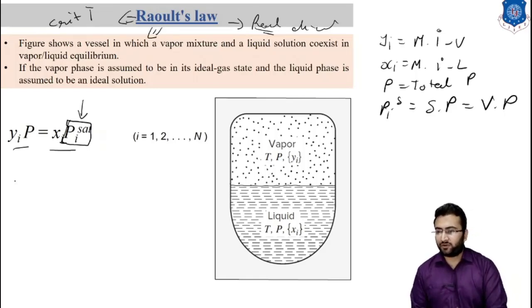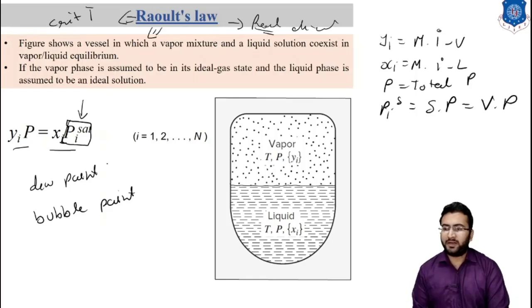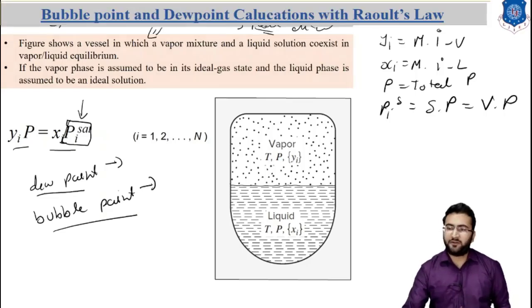Raoult's law can also be used for dew point calculation and bubble point calculation. So Raoult's law can be used for the dew point calculation and bubble point calculation. So let's first discuss the bubble point calculation.